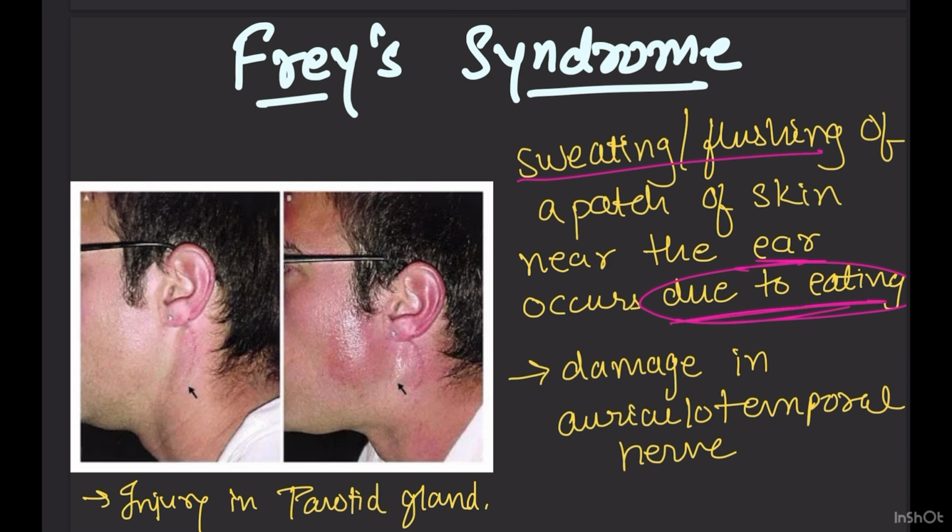Okay, why does it occur? It occurs due to damage to the auriculotemporal nerve. How does it happen? It can happen due to any surgical procedure, or prior lidocaine injury to the parotid gland. So this is Frey syndrome.